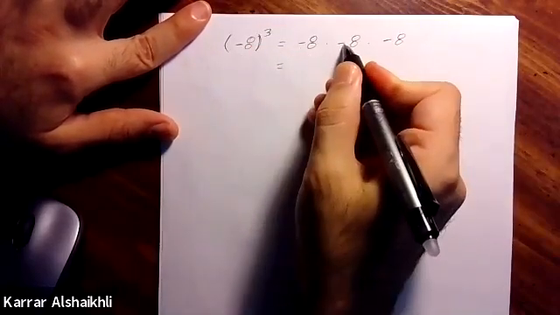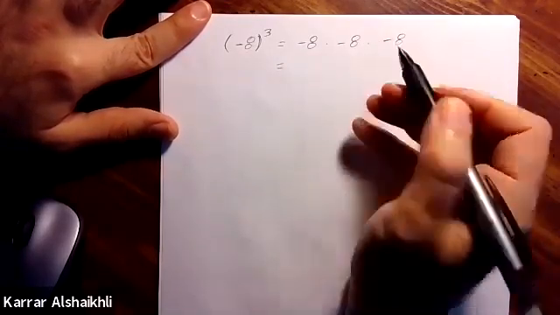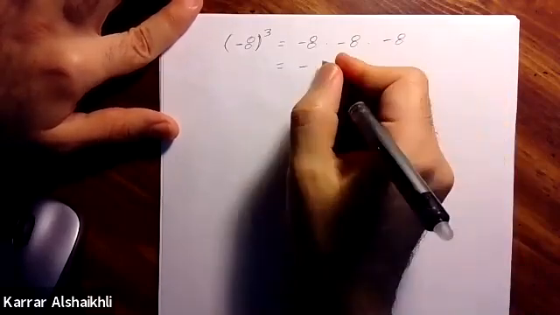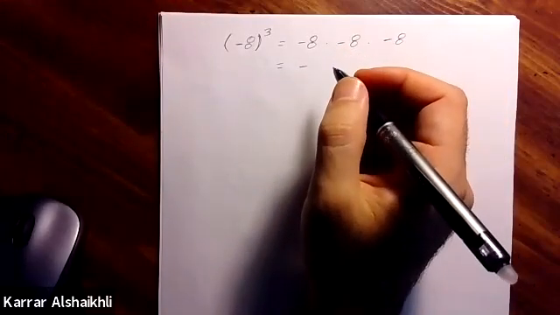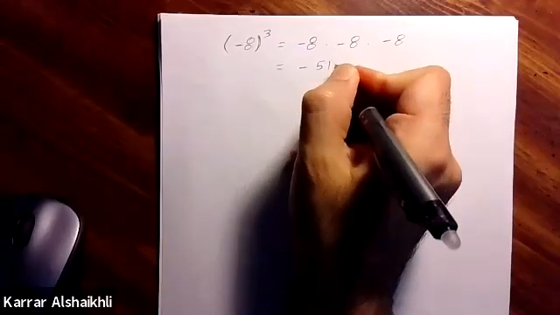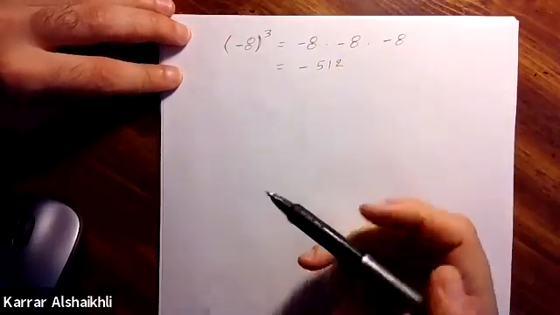So negative times negative is going to be positive. Positive times negative is going to be negative. 8 times 8 times 8 is going to be, I'm not sure. One second, no, 512. 512, yes. So it's going to be -512. You see the result.